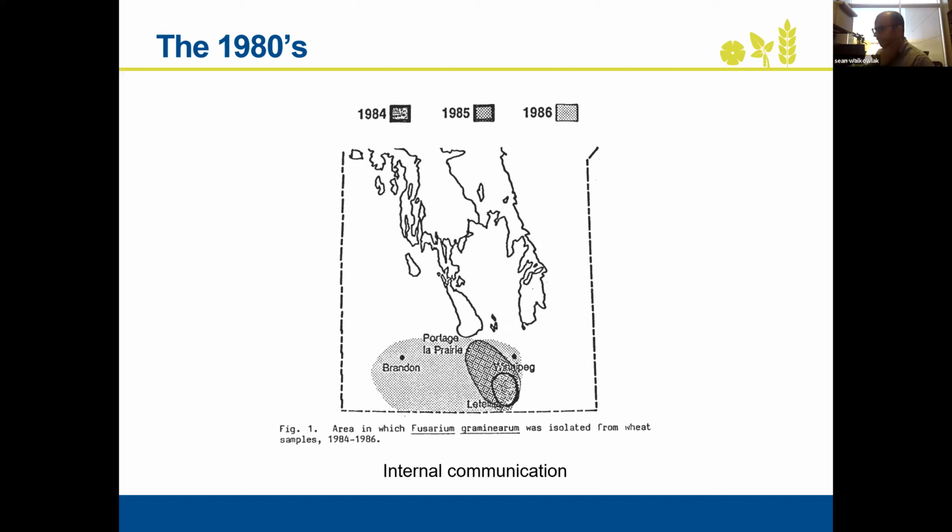And this is another, I found this gem in an unpublished report. It was a banker box hidden in an office desk somewhere. And it's a map that somebody drew in the 1980s. And they were looking at this Fusarium graminearum species. And it looks like they started detecting it in southern Manitoba in the early 1980s. And then it started to spread throughout South Manitoba.